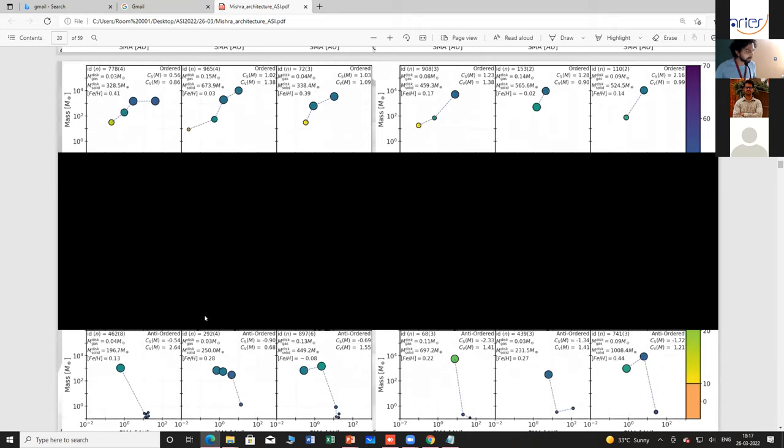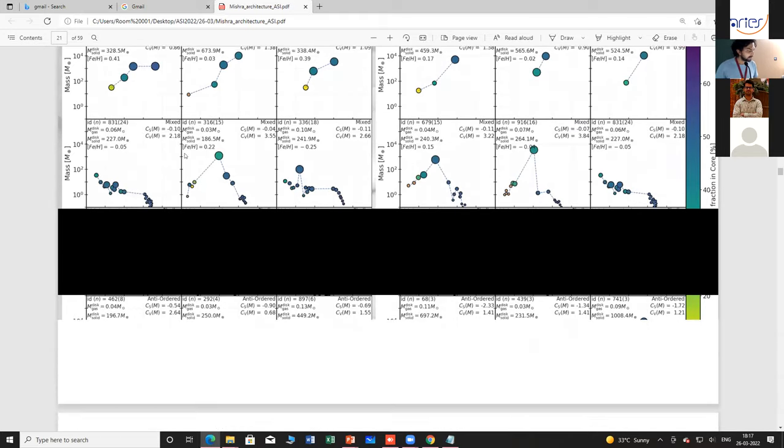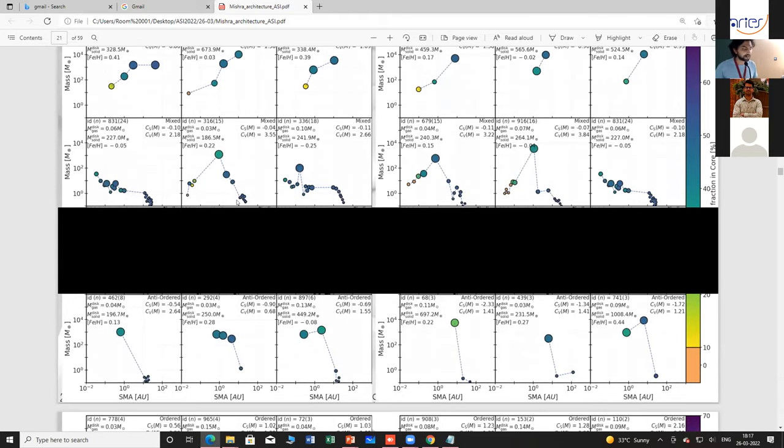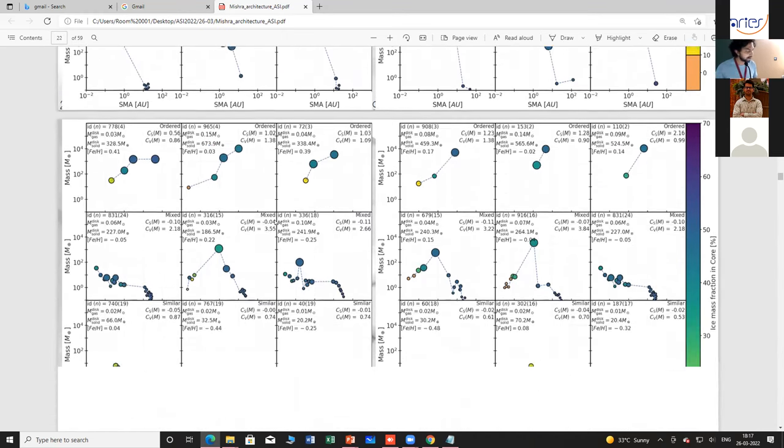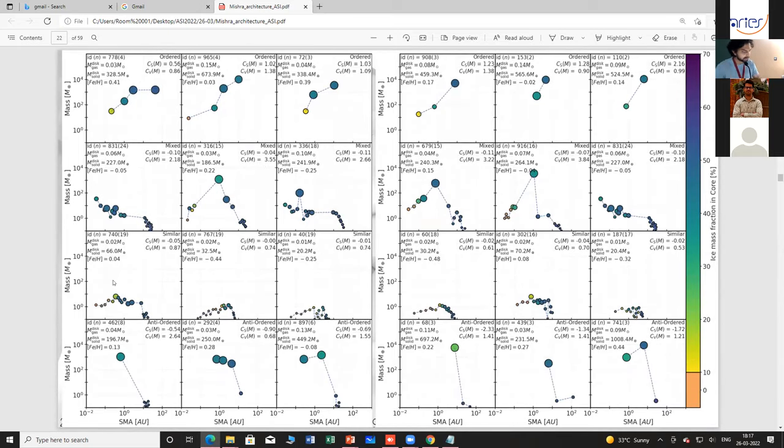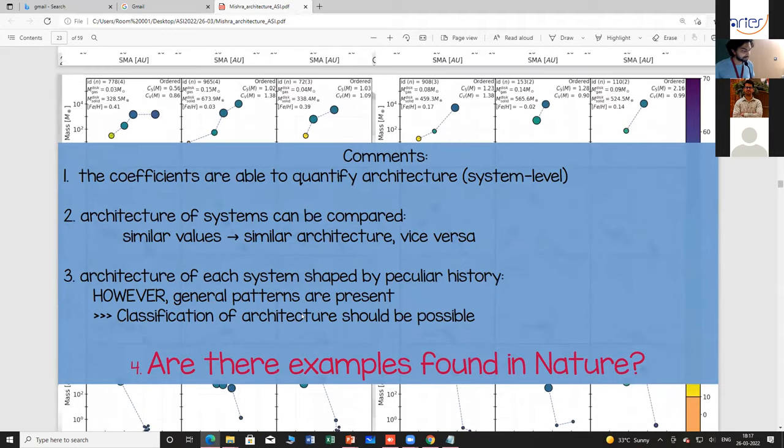If I go up, on the top panel, now you see something which looks ordered, where the small guys are on the inside and the big guys are on the outside. In the middle panel, we are seeing a mixed kind of architecture, where there is no clear trend in how the mass of a planet or other properties vary. And in the third panel, this is the similar kind of architecture, where the planetary mass remains the same for all planets in the system. So some comments about what we are seeing. The coefficients that I proposed are able to quantify the architecture. Similar values of the coefficients denote similar kinds of architecture and vice versa. So you can start comparing architectures.